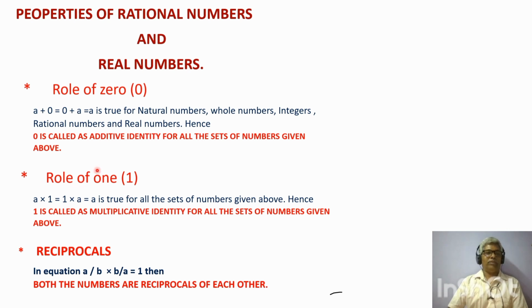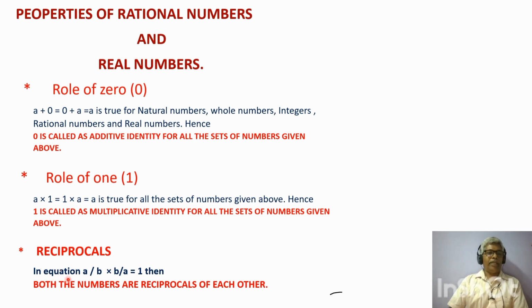Role of 1. A into 1 is equal to 1 into A is equal to A, which is true for all the sets of numbers given above. Hence, 1 is called the multiplicative identity for all the sets of numbers given above.